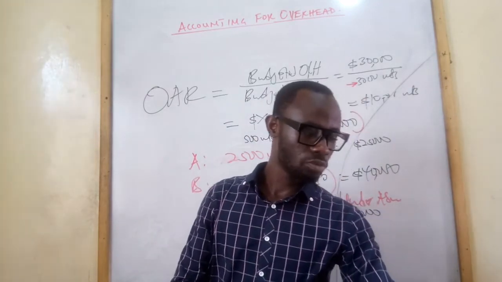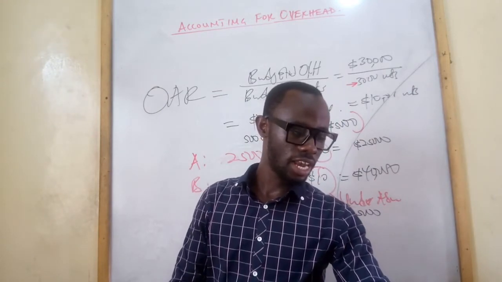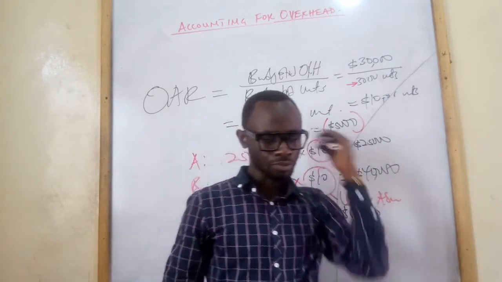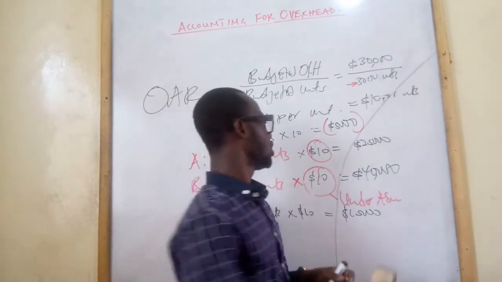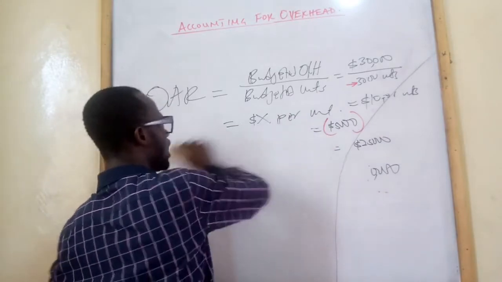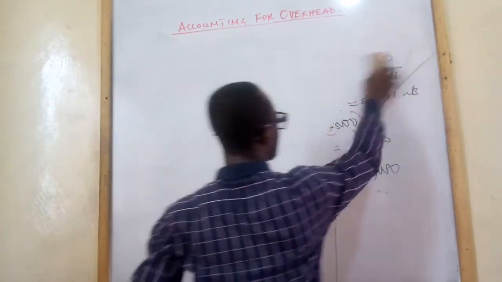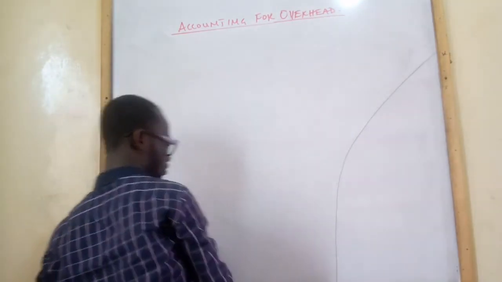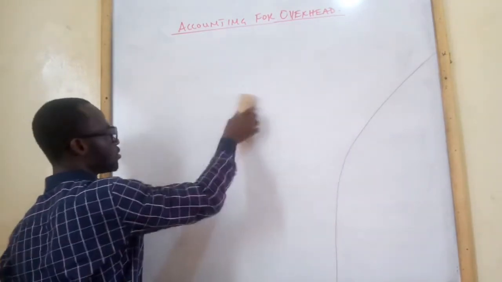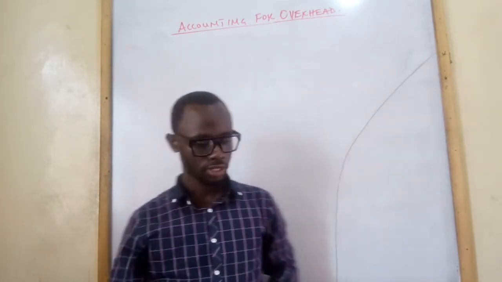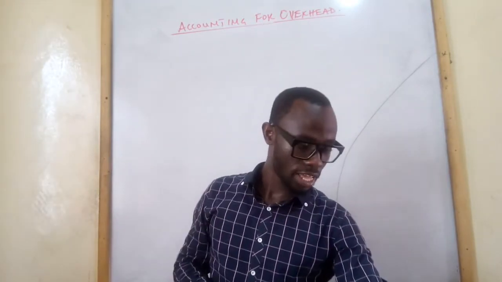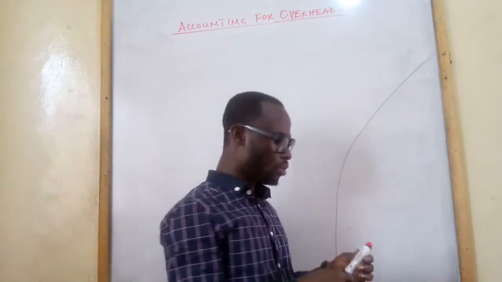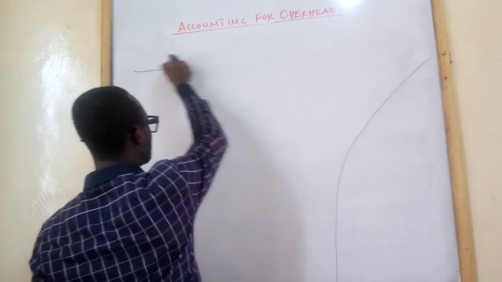What entries need to be made in the overhead ledger? So in looking at this question, we have to consider the various entries that must be made in relation to the overheads. Looking at the question again, we are told of production overheads, so we are going to prepare the production overheads account.